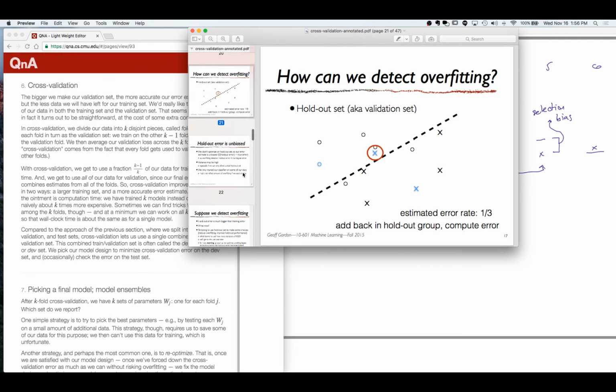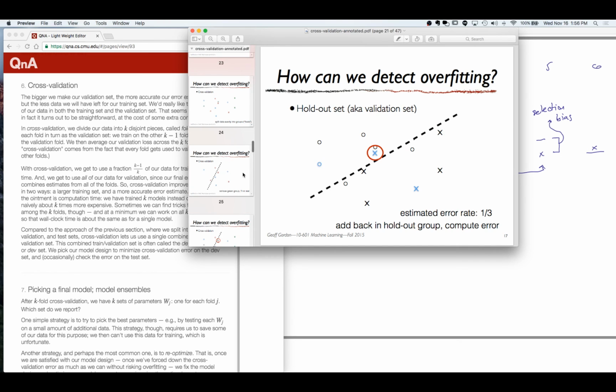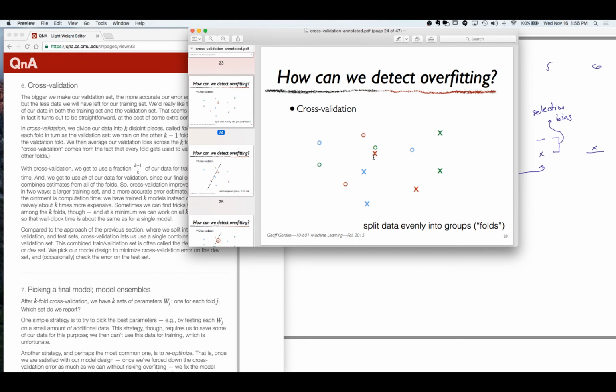So that's validation. Here's cross-validation. Here I've taken my training examples and I've split them into blue, red, and green, 4 points in each one of the folds. So this is going to be 3-fold cross-validation with 4 examples in each fold.